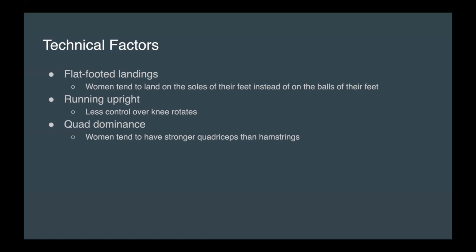So then we go into quad dominance, and women tend to have stronger quads than hamstrings, unlike males who have built up their hamstrings and their quads. Women tend to have the stronger quads. And what this means is we rely more on our quads for our movement. And with that, the knee's going to be compensating for the lack of hamstring strength by placing more stress on that ACL ligament.